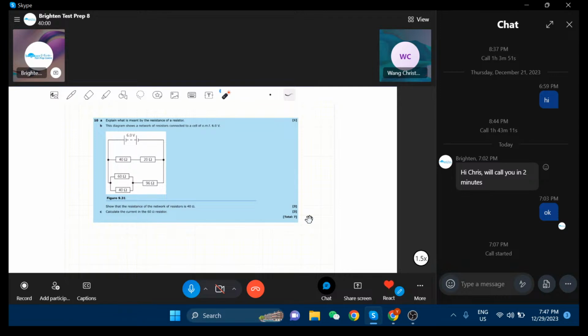and we go straight to question B. So we have a 6-volt EMF, and this is a typical case now, right? We have a little bit of substructures. We want to show that the resistance of the network of resistors is 40 ohms. So how do we come to that conclusion?